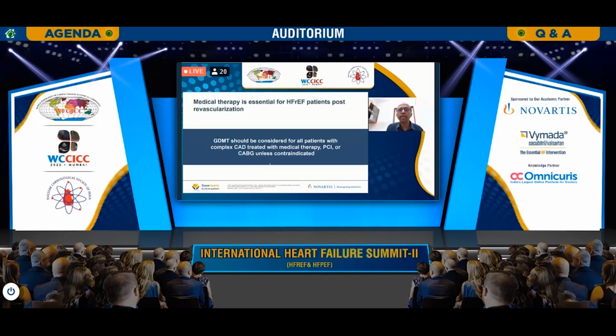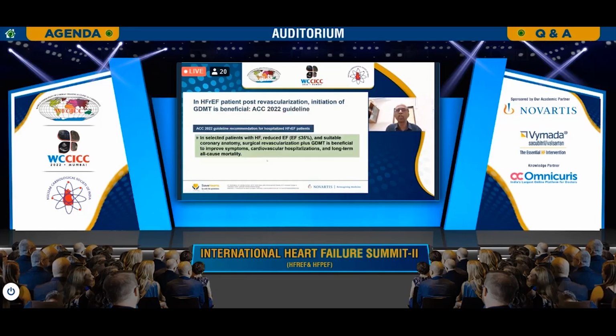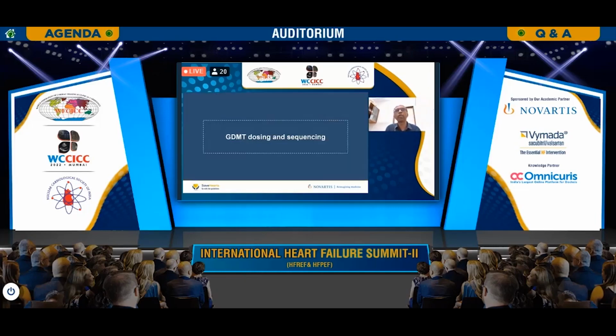What is the next step then? The next step is that medical therapy is essential, but GDMT should be considered for all patients with complex CAD treated with medical therapy, as we discussed before, PCI or even CABG. And in select patients with heart failure with reduced EF, who have recurrent angina with dynamic ST segment changes, reversible myocardial ischemia on thallium perfusion scan, or a large amount of resting hibernation with a PET FDG scan, and if the coronary anatomy is suitable, they should be considered for revascularization.